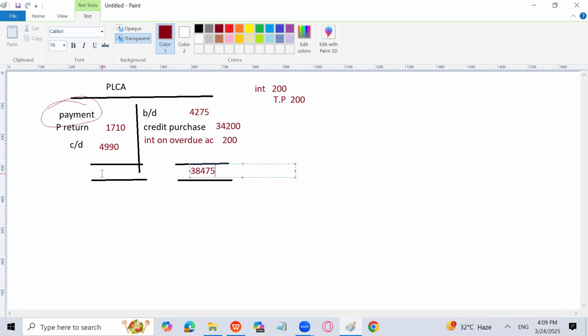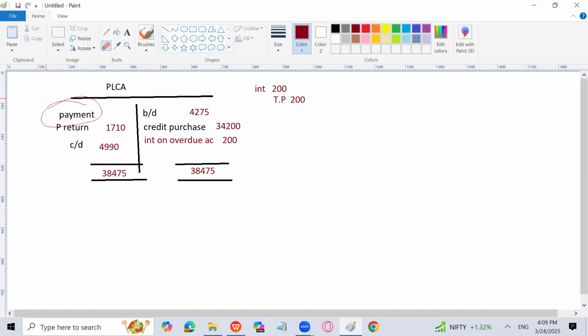38475. I will write the same on the debit side, 38475, and the difference is going to be the payment to trade payable, and that I have to write, because payment to trade payable is the requirement of this question. So we need to find payment to trade payable. So how come? What is the amount of that? Total 38675. Yes, because interest on overdue account will also be a part of that.